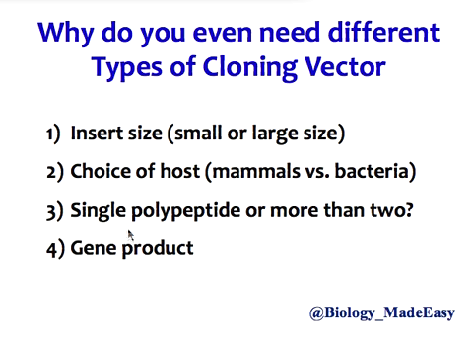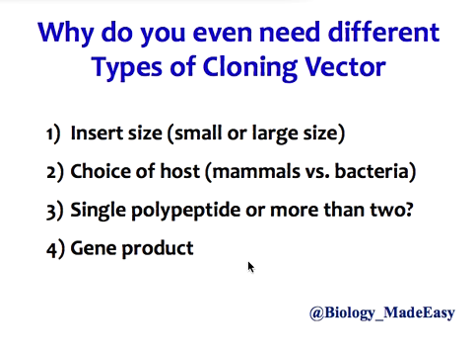Next is the gene product. If you are interested in protein expression from that particular gene that you are going to clone, then you'll have to be very cautious, because if you want to express a mammalian protein and you express it in a bacterial system, that might give you many problems. So in that case, you'll have to select a mammalian vector and mammalian host.